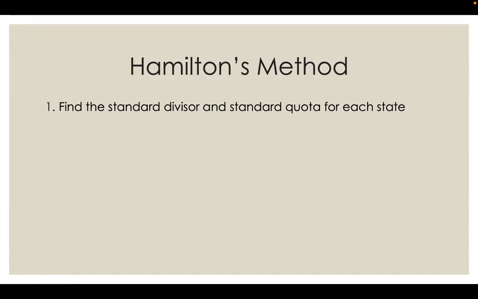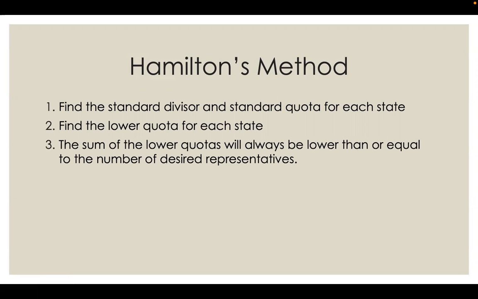So Hamilton's method, again, starts like the rest. We're going to find the standard divisor and the standard quota for each state. Then we're going to find the lower quota for each state. So Hamilton uses lower. The sum of the lower quotas will always be lower than or equal to the number of desired representatives. If they're equal, the process is complete, which is great, right? We love it when it's one step and done.